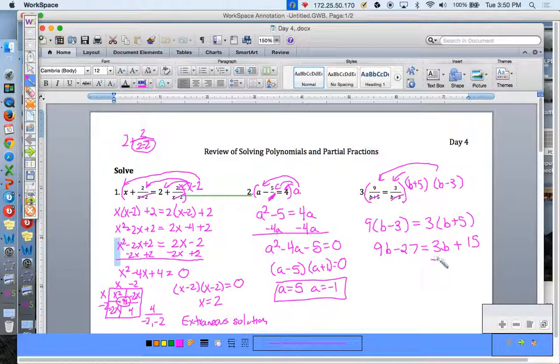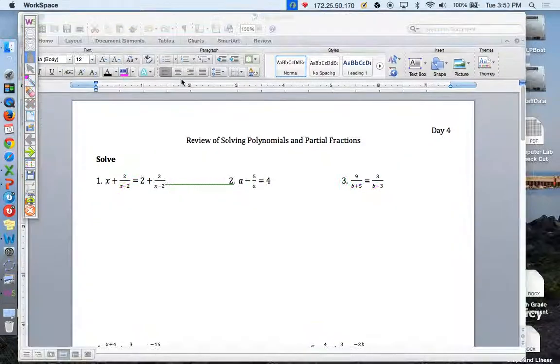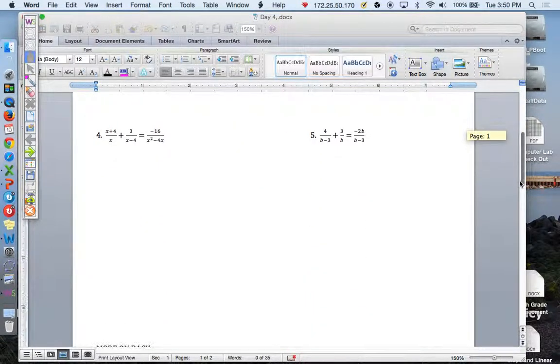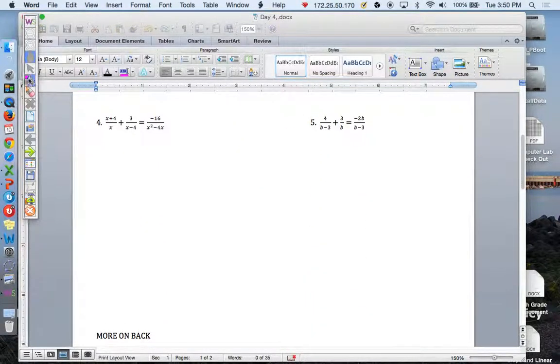And now we need to solve it. So subtract our 3b. So we have 6b minus 27 equals 15. Add 27. 6b equals 42, so b equals 7. Double check that. Yep, we can have that because we don't end up with a 0 in our denominator. And now we'll take a look at these bottom two.